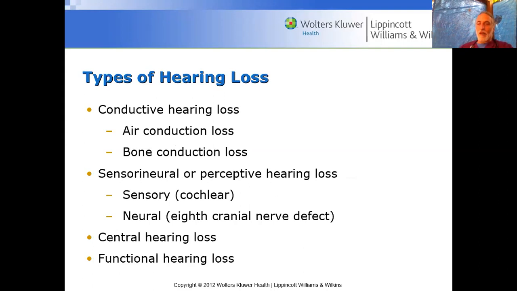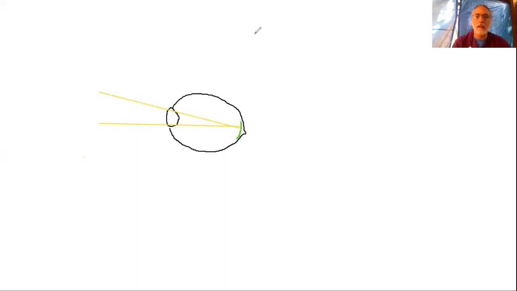So the types of hearing loss, conductive hearing loss. So you got air conduction, you got bone conduction. What in the heck am I talking about? Guess what? It's time to do another whiteboard. Okay, we'll go to a share screen here. Whiteboard. All right. Take the eyeball away.